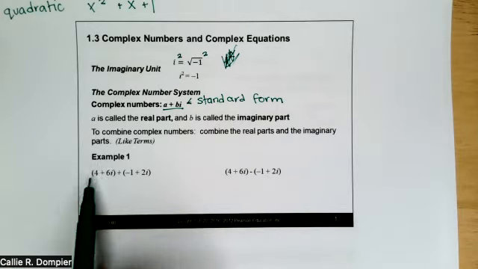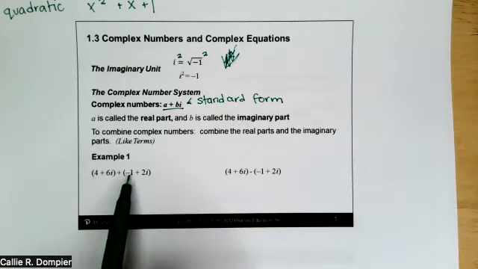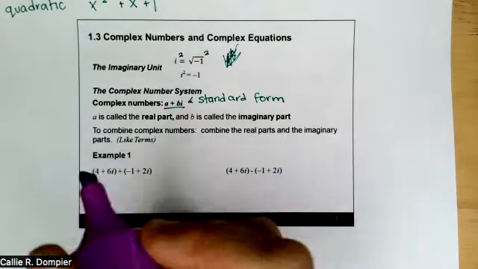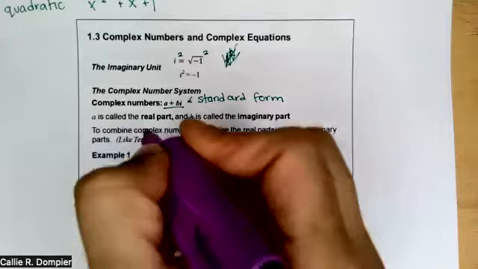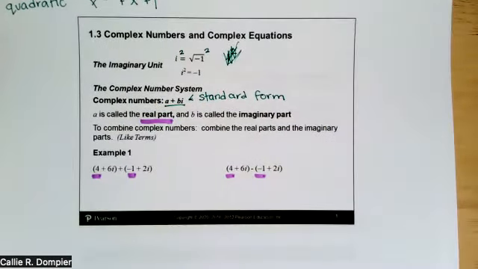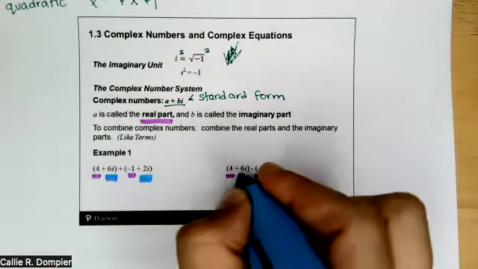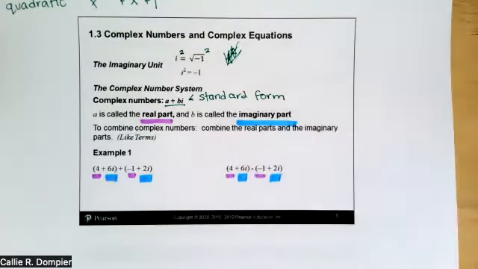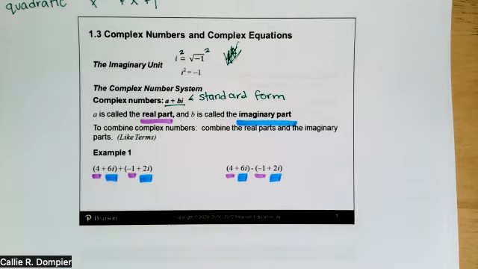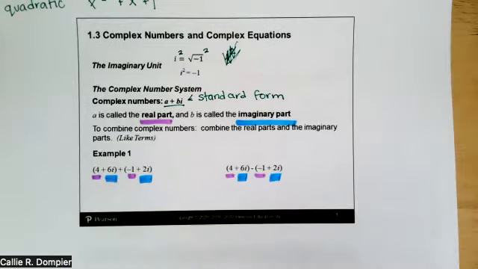Here we have the complex number 4 plus 6i plus the complex number -1 plus 2i. Good. Here is the real part. Here is the imaginary part. Combine the real parts as though they were like terms. Combine the imaginary parts as though they were like terms. Good. In this case, you can treat i like a variable.